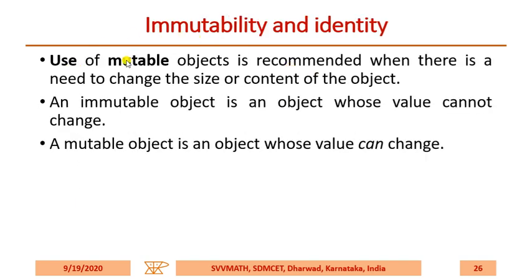Use of a mutable object is recommended when there is a need to change the size or content of the object. An immutable object is an object whose value cannot change. A mutable object is an object whose value can change. I am going to explain mutable and immutable in depth, indirectly. Try to understand.